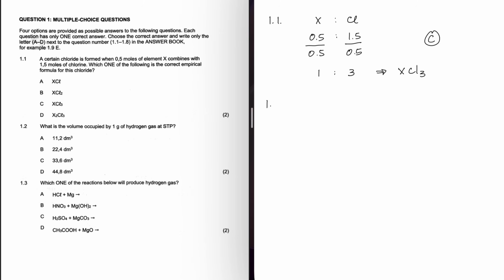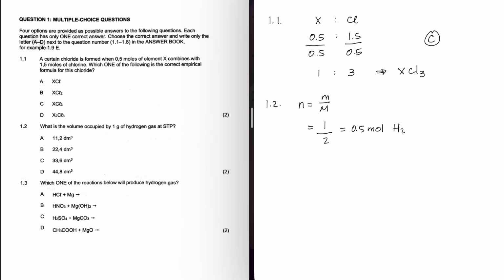Let's take a look at question 1.2. What is the volume occupied by 1 gram of hydrogen gas at STP? So let's calculate the number of moles. Number of moles is equal to mass divided by molar mass. The mass of hydrogen is 1, well, they've given us 1 gram, and the molar mass is 2, because hydrogen gas is H2. So that's equal to 0.5 moles of H2.